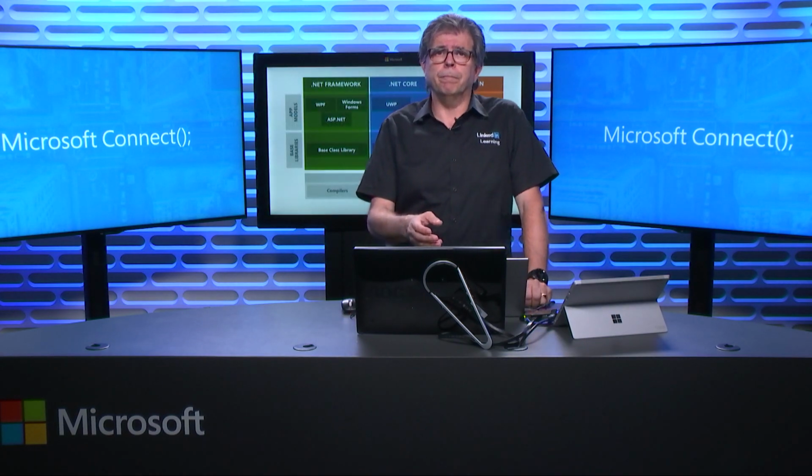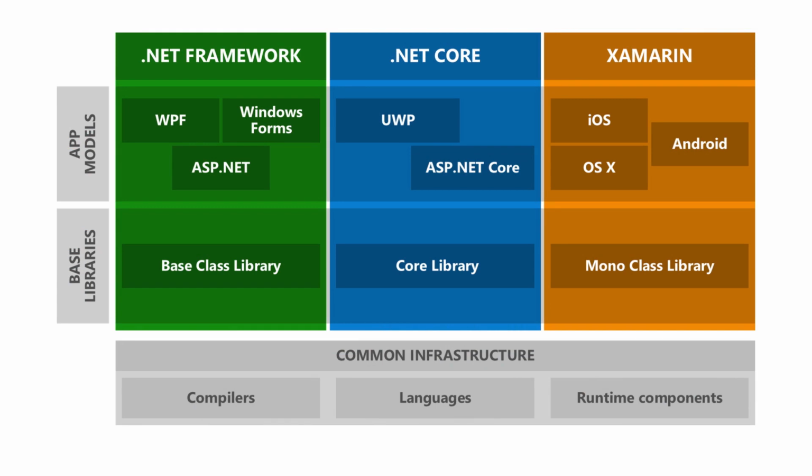Look at this diagram here. In this diagram, we have the classic frameworks that Microsoft produced. So we have the .NET Framework in green on the left, and this is what you're currently using. When you build a Windows Forms application using the .NET Framework, you're calling into the base class libraries that are part of the .NET Framework. Same thing with WPF. If you're building an Android application, you're calling into the Mono class libraries.